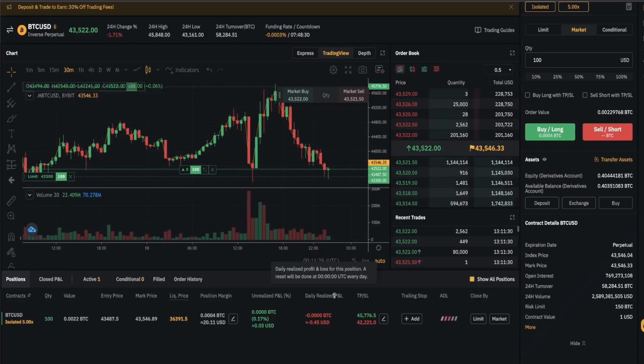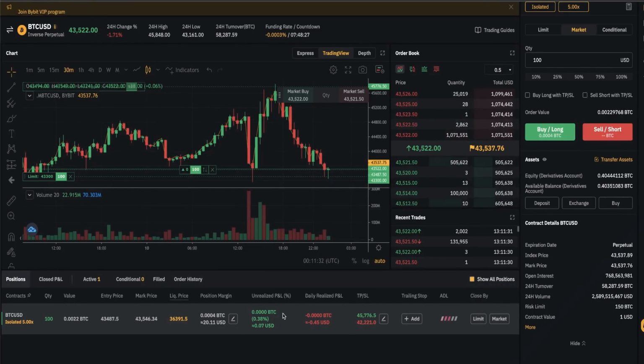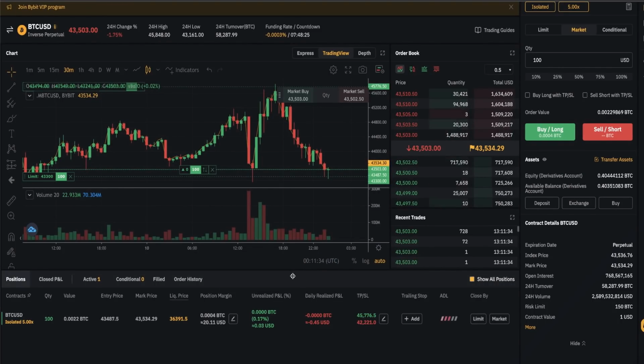So we have our daily realized profit and loss and our unrealized profit and loss. You'll actually see this ticking up over time if your position's in profit, and also your funding rate will start to come in here. So if you have this position open for, let's say, a week or two, you might start seeing, hey, why am I losing money on this trade even though it's in profit? Well, that could be because of the funding rate. Because remember, in certain conditions, you're actually paying to keep your position open.